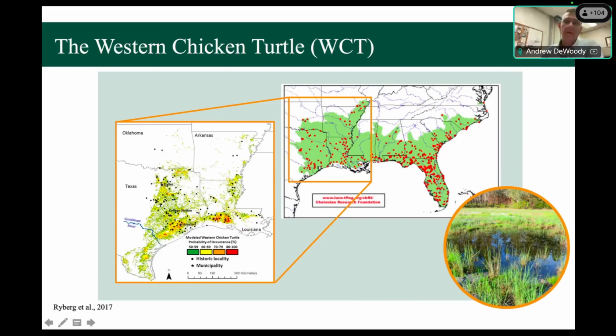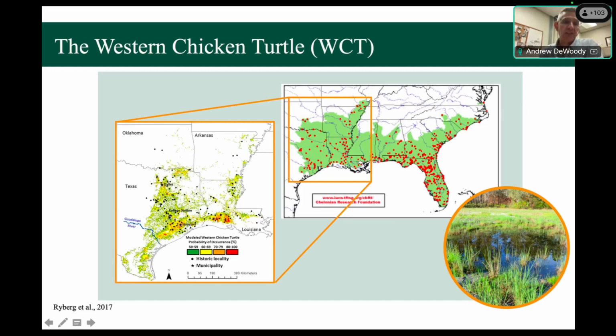And so the Florida subspecies is on the Florida Peninsula. The eastern chicken turtle is in the other southeastern part of the United States. The western chicken turtle occurs west of the Mississippi River, as you can see here. So here's a map that shows some of Wade and colleagues have done some work on species distribution modeling and trying to look at the probability of occurrence based on habitat for chicken turtles. And you can see the maps here of the western chicken turtle.